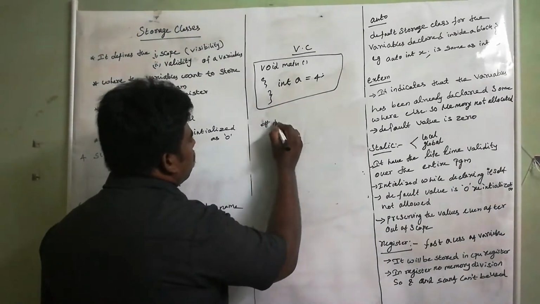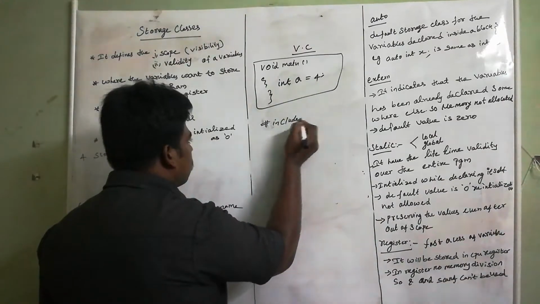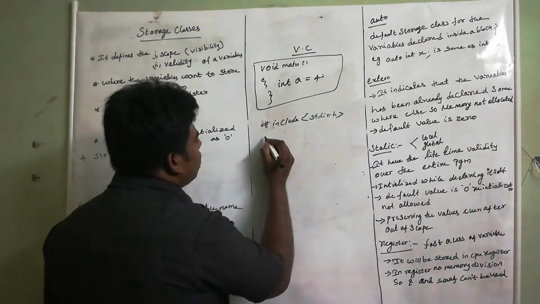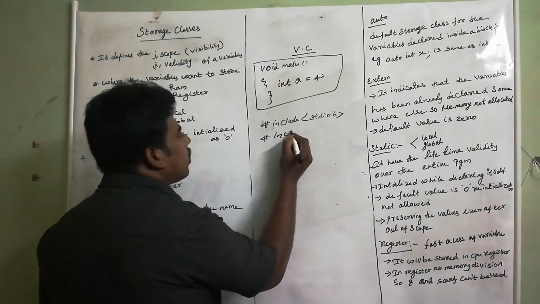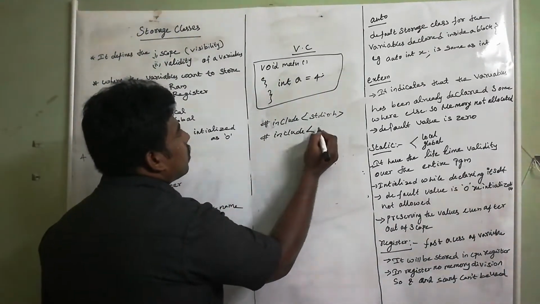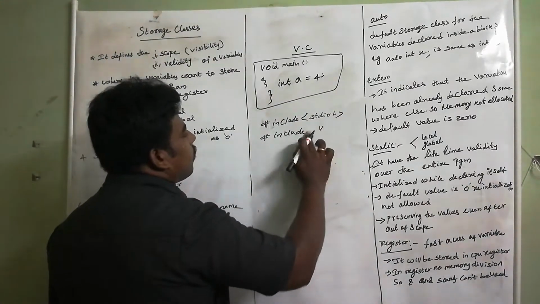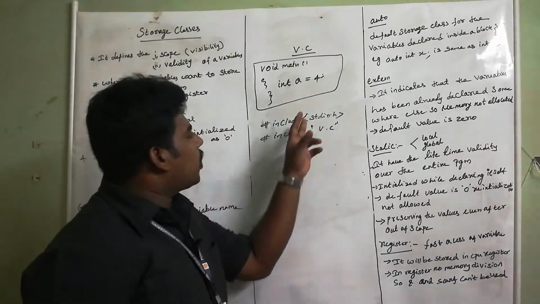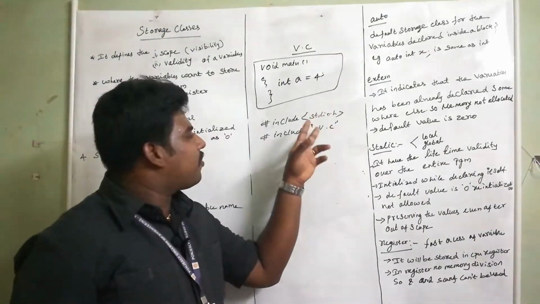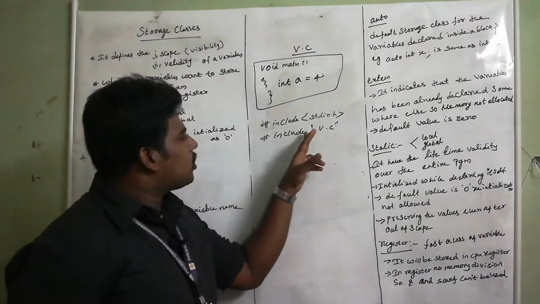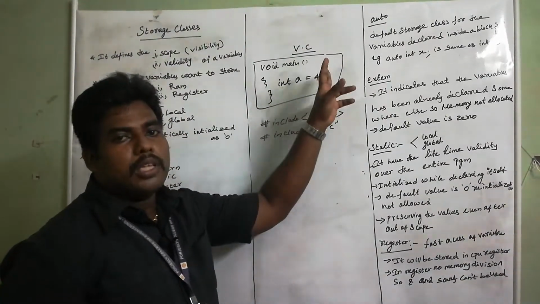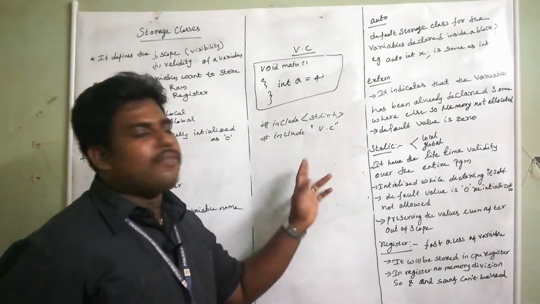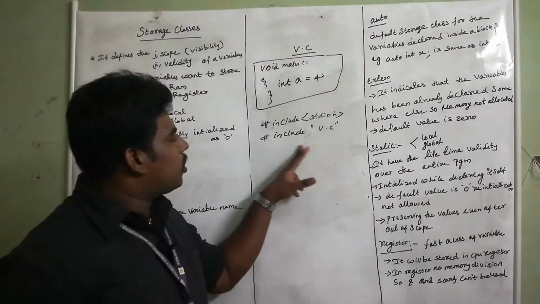#include <stdio.h>, #include "v.c". The meaning is, the first one includes all the predefined functions in your program. The second one includes the v.c program. You are linking your program with this program. That's why I am including this.